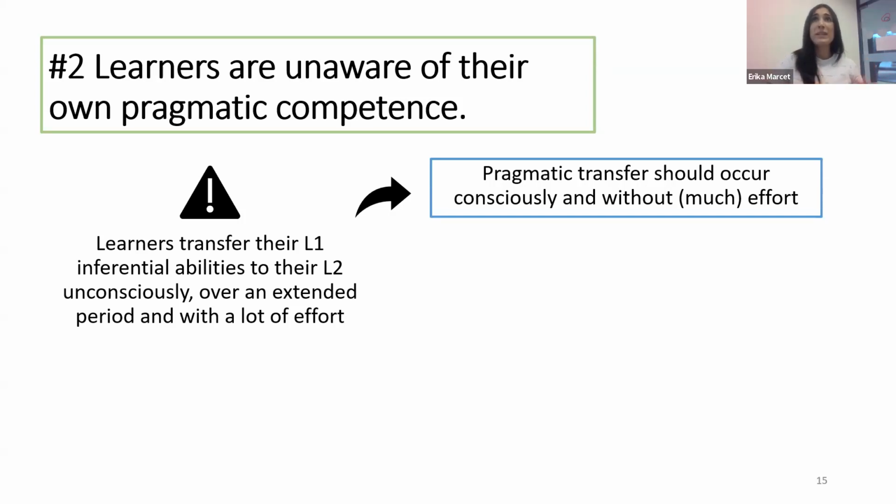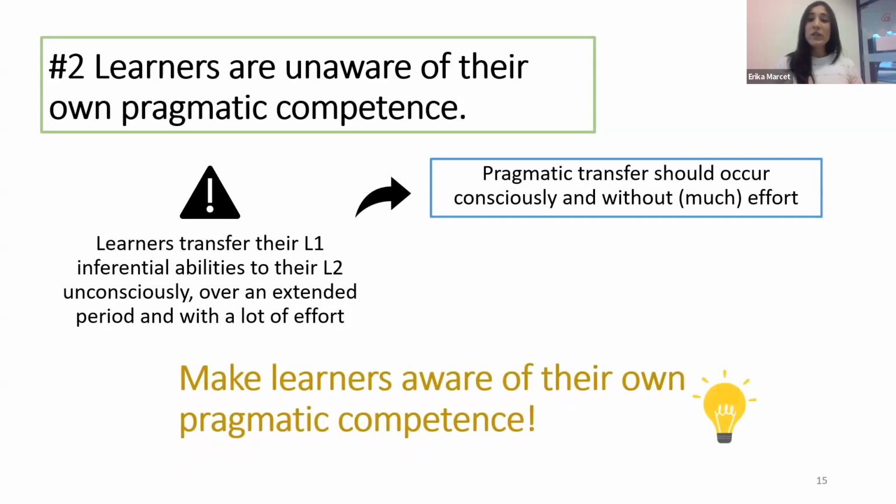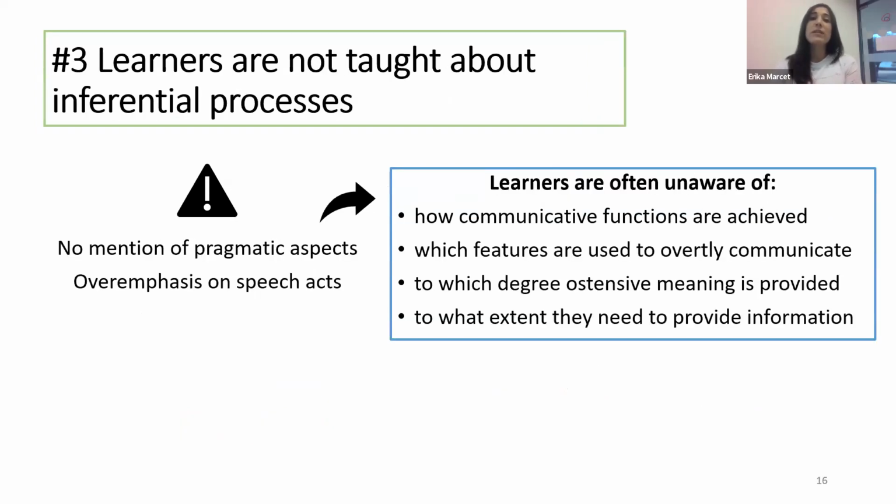And this would indicate that learners indeed activate their pragmatic competence without previous instruction, but they do so implicitly, without conscious awareness, with high processing effort, and as we saw, it comes with high-stake consequences. So what can we instructors do about it? Well, we must bring learners' pragmatic competence to the surface by bringing awareness to inferential processes that take place in oral interaction. The third and final issue is that learners are not taught about inferential processes.